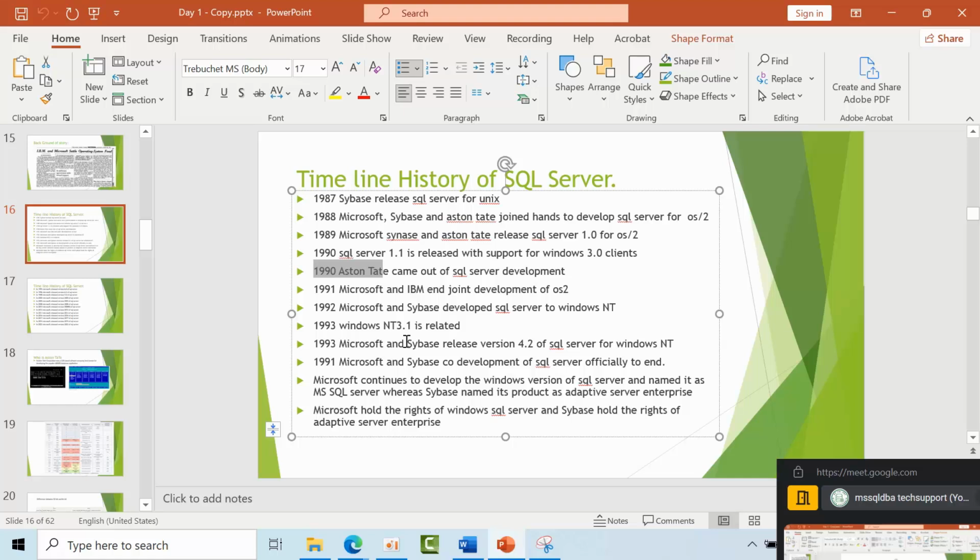Now Microsoft and Sybase were developing SQL Server for the Windows operating systems, and they developed all these versions for NT.